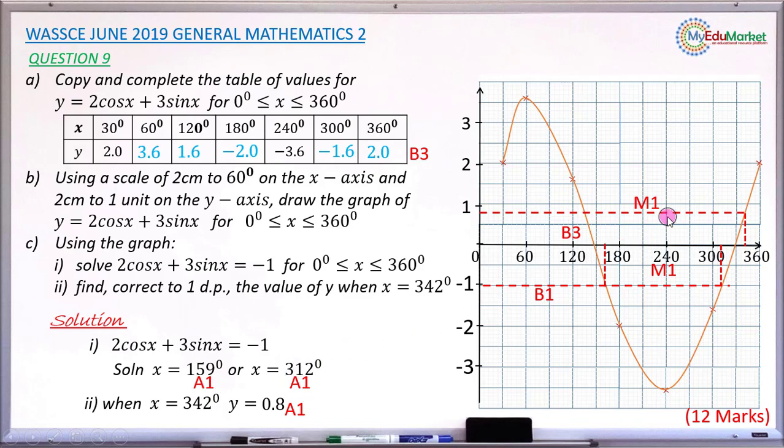And the next mark is this M1 mark, attempting to read what will be y if x is 342. Drawing this very line, you have this M1 mark. And when you now have the value of y as 0.8 exactly, you have this A1 mark. So in total, this very question number 9 has the 12 marks.